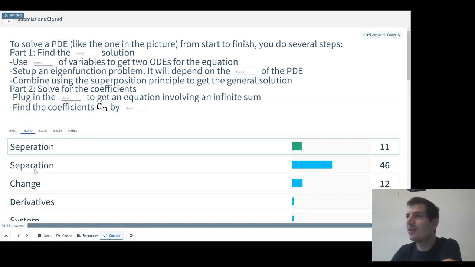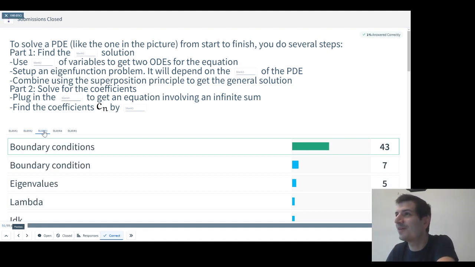Separation of variables, although I guess I spelt it wrong. Maybe somebody else spelt it wrong. I mean, this is perfectly correct as well, the second answer. Let's Google it. How do you spell separation? Maybe tell me in the chat. How do you spell separation? Someone figure that out.